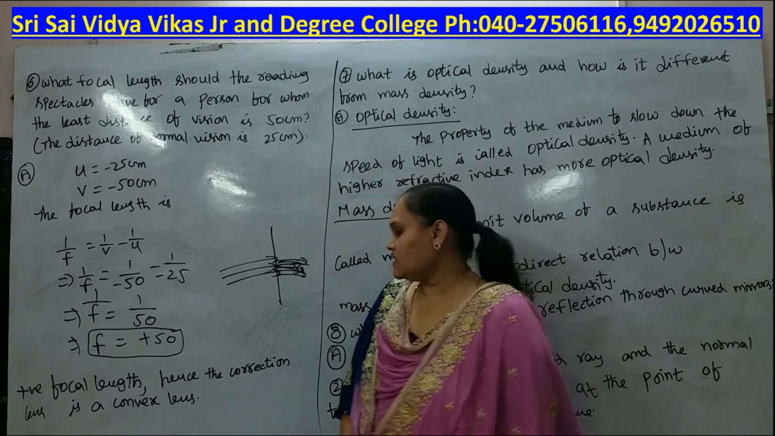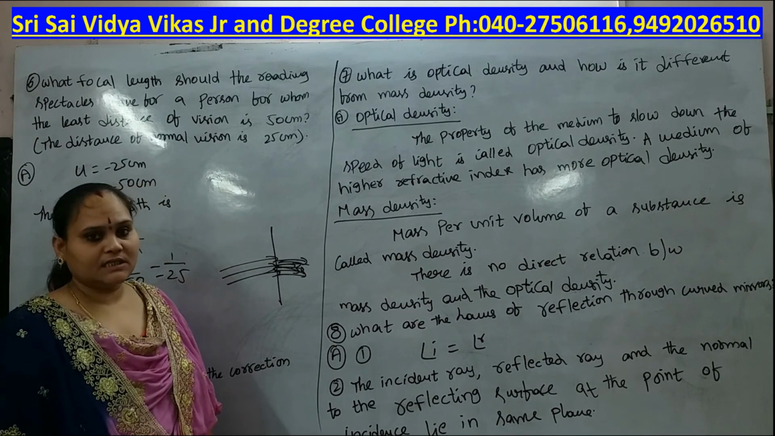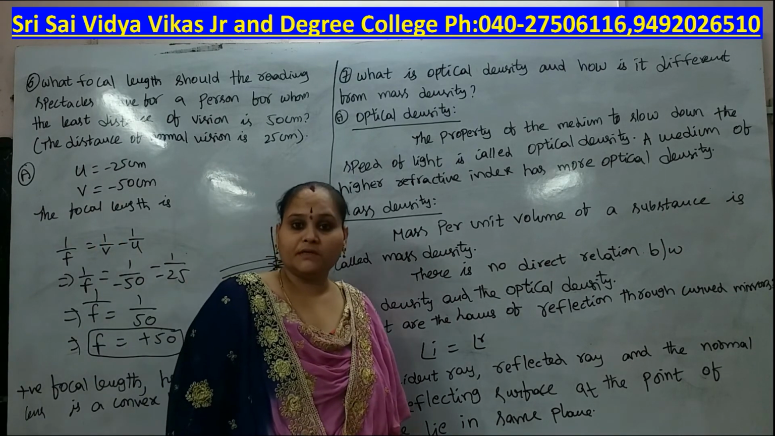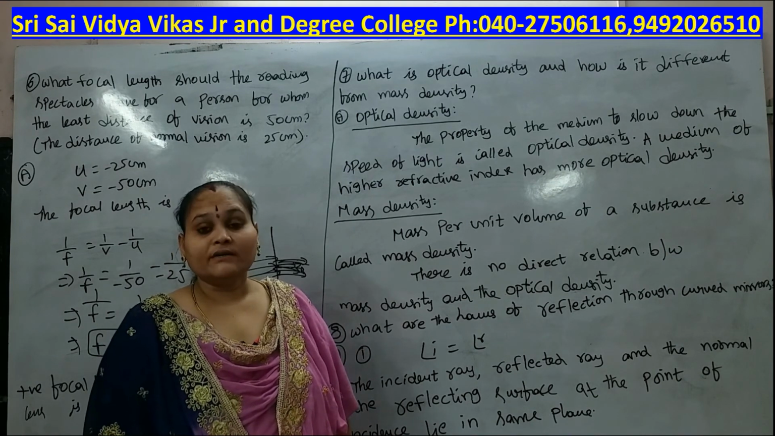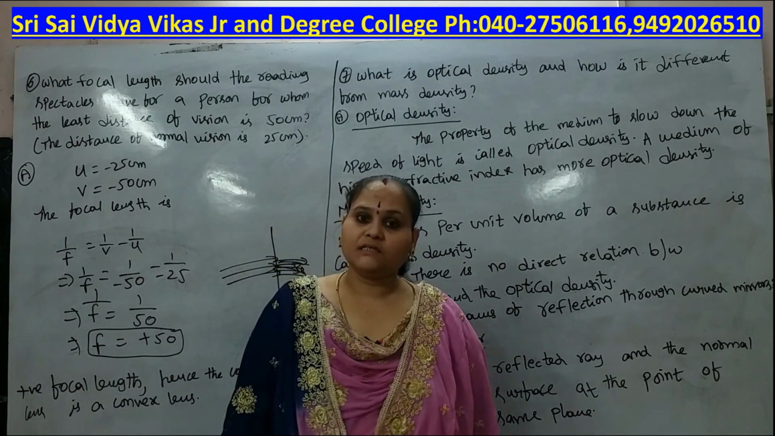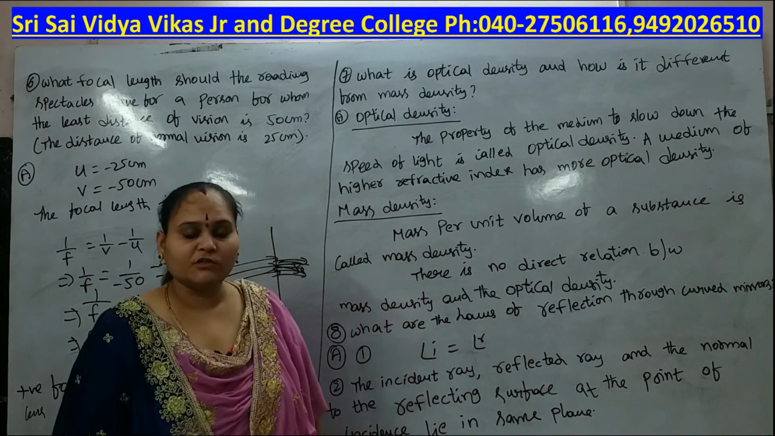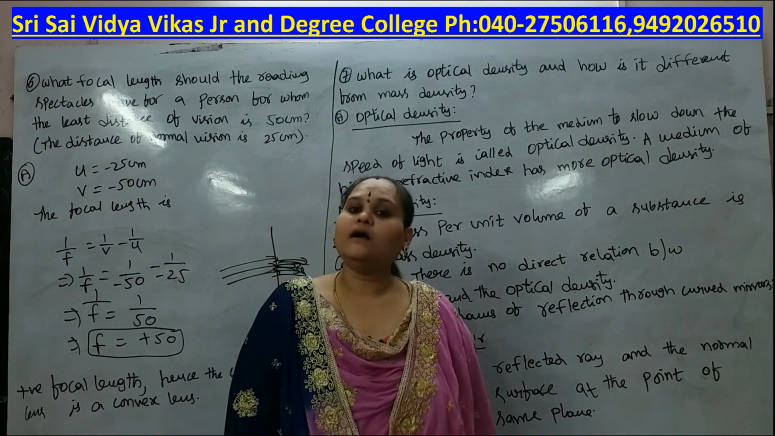The second one is what is optical density and mass density. Optical density is the property of the medium which slows down the passing of light through it. If the refractive index of the medium is high, the optical density is also high. Mass density is mass per unit volume, but there is no direct relation between the mass density and the optical density.